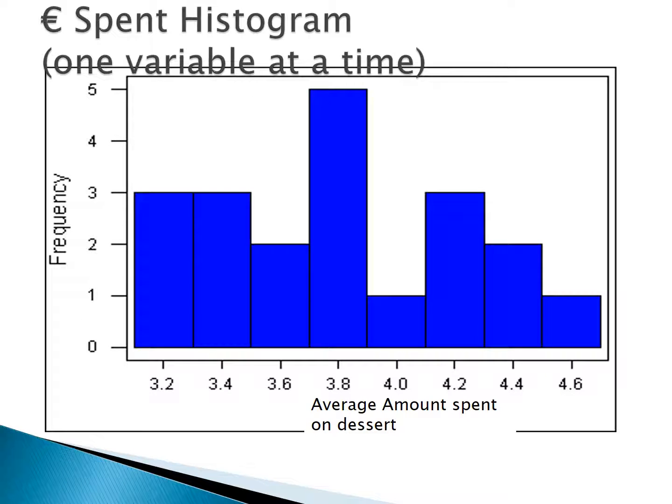Here's the second variable. Okay, this is the average amount spent on dessert. So we've got frequency up here, and we've got the money down the bottom. We can see that there were 3 people who spent €3.20. There were 3 people who spent €3.40. There were 2 people who spent €3.60. There were 5 people who spent €3.80, etc. So that's another variable. Okay.